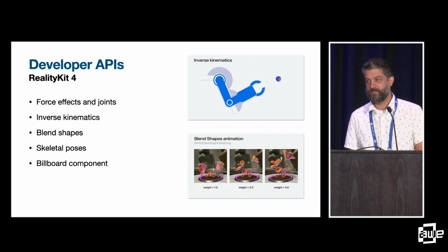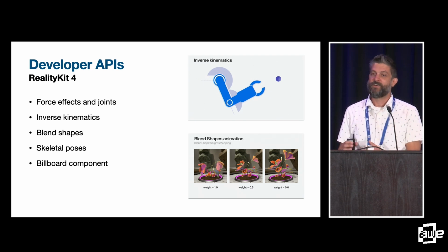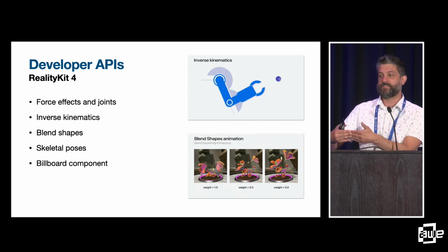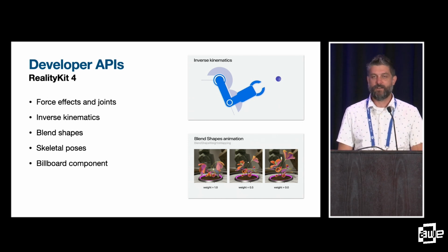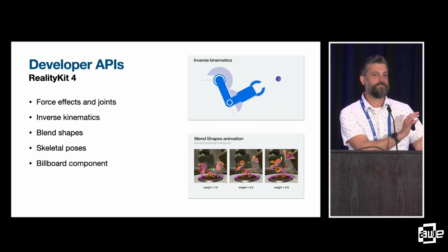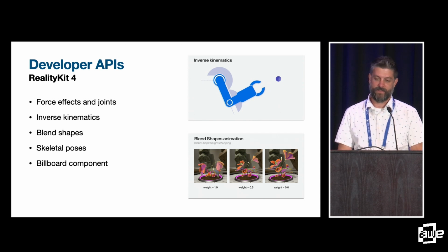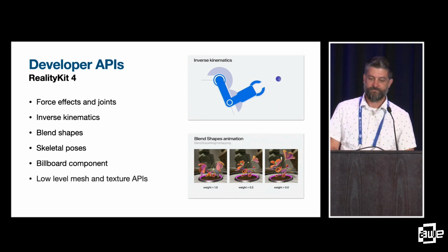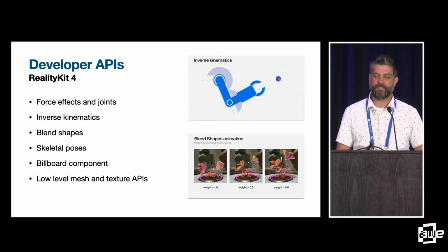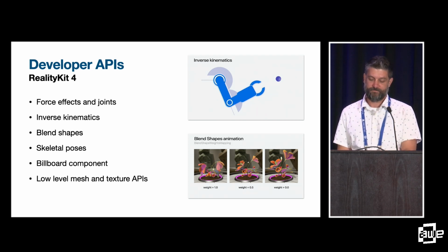The billboard component, this makes it really easy for any of your entities to always face the user, so you don't have to worry about grabbing the camera transform and manipulating the rotation of all your objects. You can just apply this billboard component, and that will always face towards your user, no matter where they are. And there are also some low-level mesh and texture APIs if you want really fine-grained control over creating and updating custom meshes, as well as texture resources.